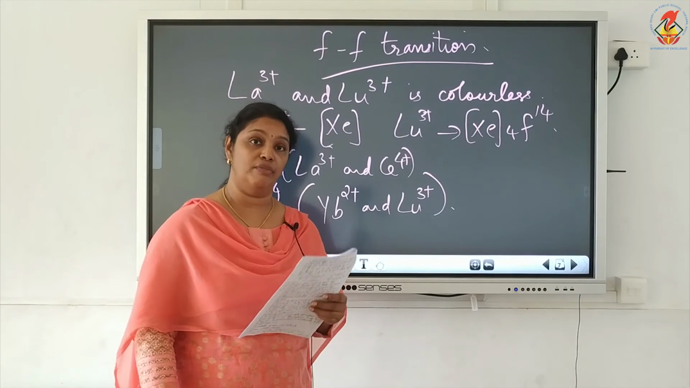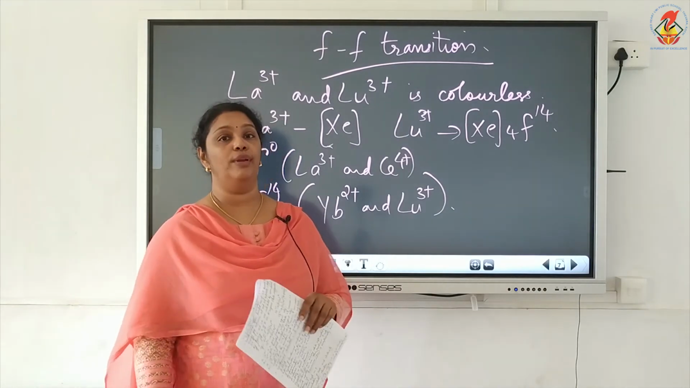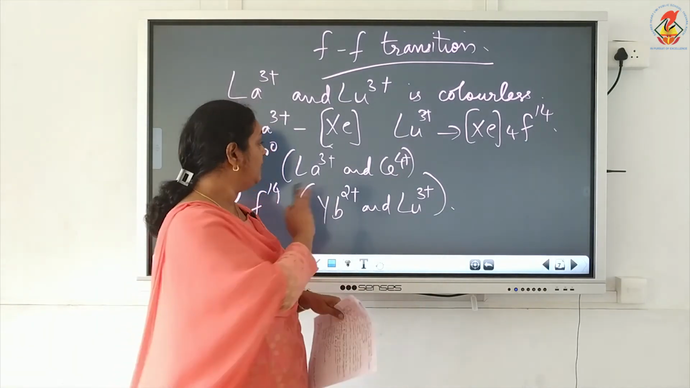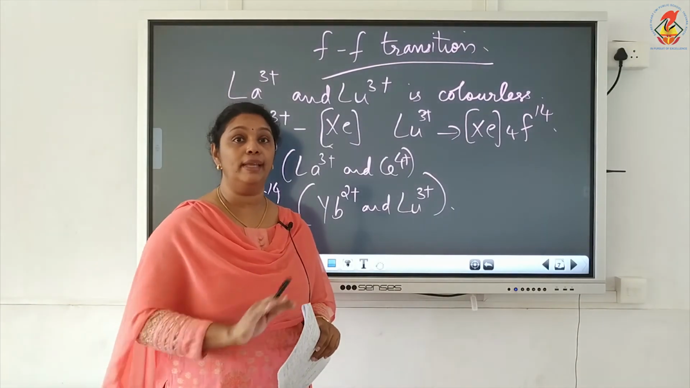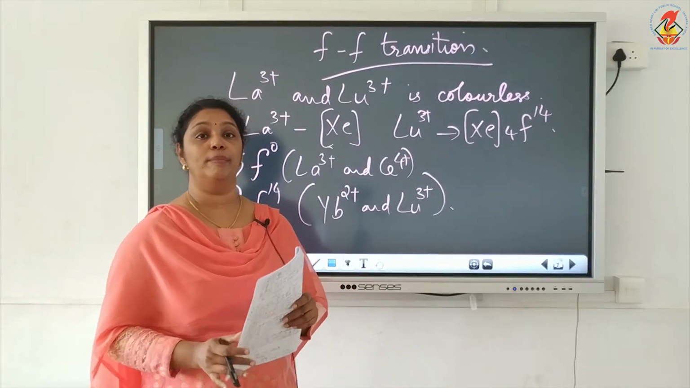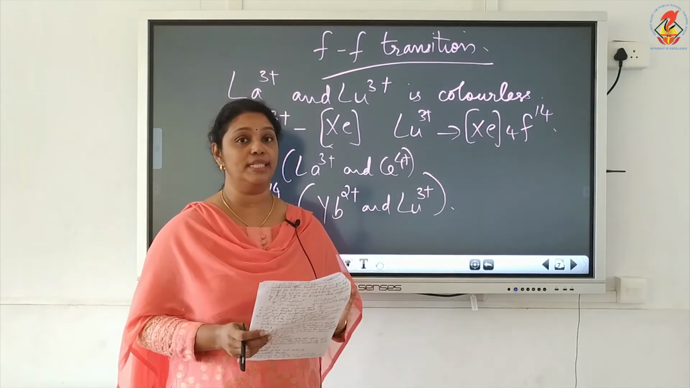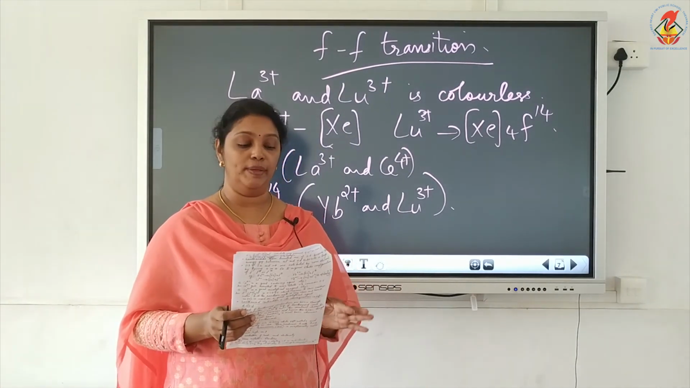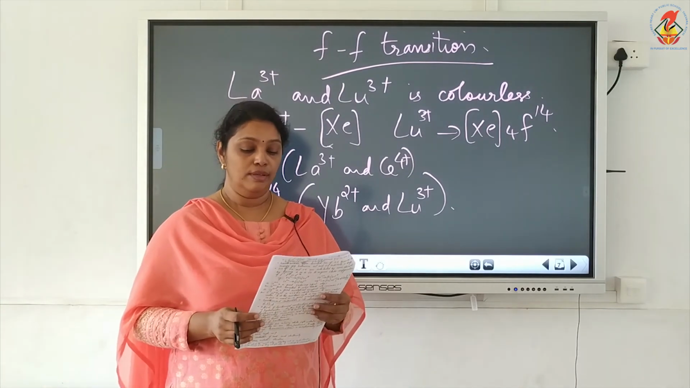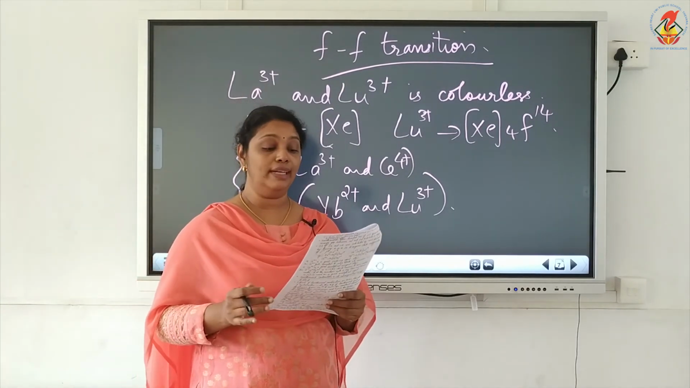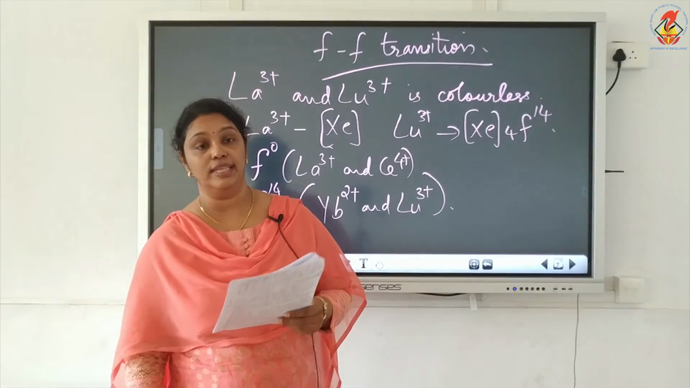Why? Due to the presence of unpaired electrons in 4f orbital. So empty f orbital and completely paired f orbital, no paramagnetism is observed. Only if there are unpaired electrons in the f orbital, paramagnetic property is observed. Now the lanthanoids readily lose electrons and they are good reducing agents.